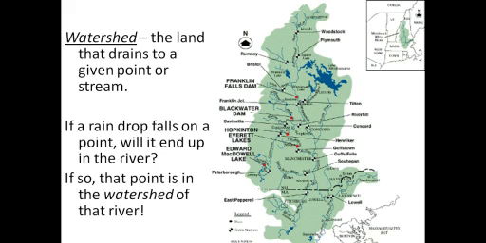So what's pictured here on the right side of the slide is the Merrimack River's watershed. It's a very large watershed. You can see the small map at the very top there. It takes up a large portion of the state.